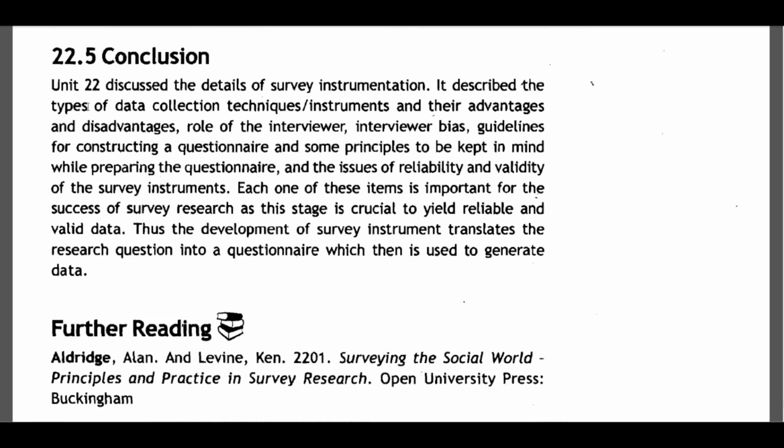22.5 Conclusion. Unit 22 discussed the details of survey instrumentation. It described the types of data collection techniques or instruments and their advantages and disadvantages, the role of interviewer bias, guidelines for constructing a questionnaire, some principles to be kept in mind while preparing the questionnaire, and the issues of reliability and validity of the survey instrument. Each one of these items is important for the success of survey research, as this stage is crucial to yield reliable and valid data. Thus, the development of survey instruments translates the research questions into a questionnaire, which then is used to generate data.